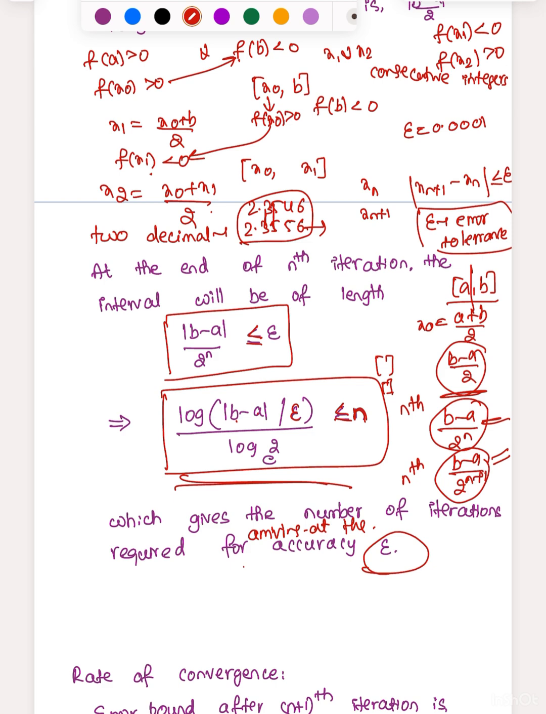So if somebody asks what is the number of iterations required for arriving at the accuracy epsilon, then this will be the formula. You have to remember this formula.